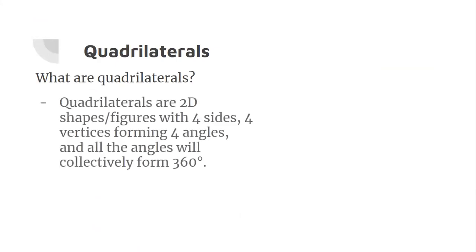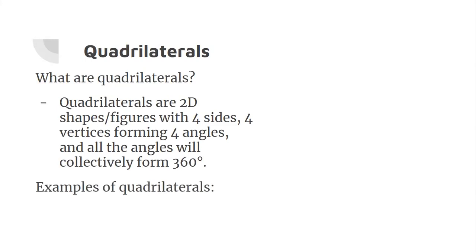So next lesson, the next unit we're learning is quadrilaterals. So you might ask, what are quadrilaterals? And I say to you this. Quadrilaterals are 2D shapes / figures with 4 sides, 4 vertices, forming 4 angles, and all the angles will collectively form 360 degrees.